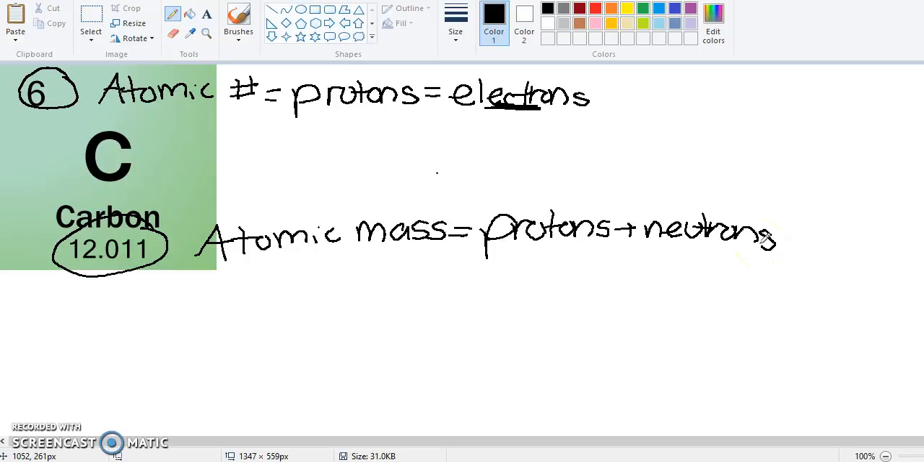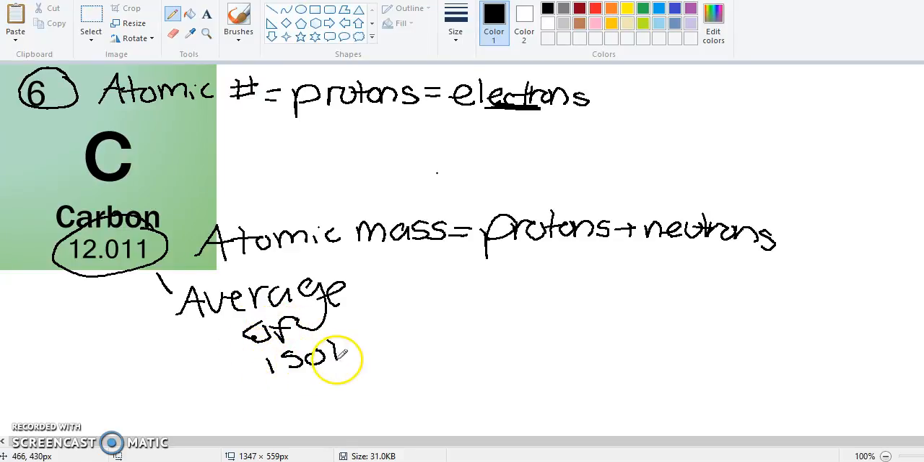Okay, so remember something else that we talked about is the fact that this number is actually written as a decimal, which you may not see on your periodic table that I gave you because that's rounded. But this number is actually an average of the isotopes. So let's review what that means.